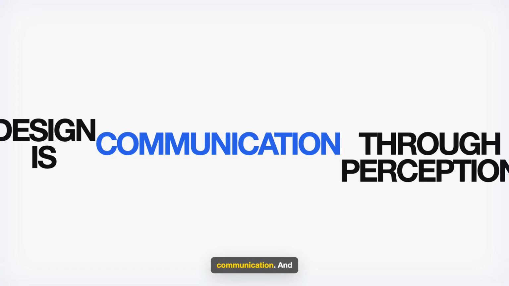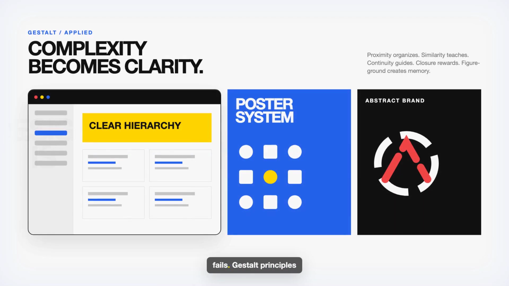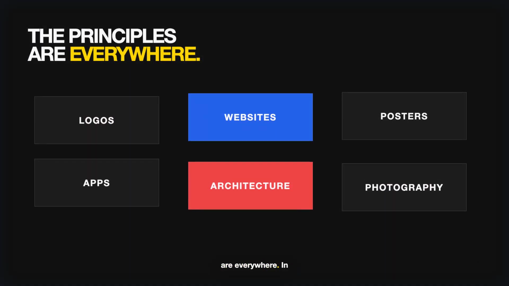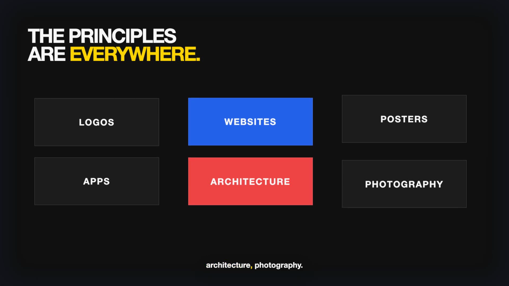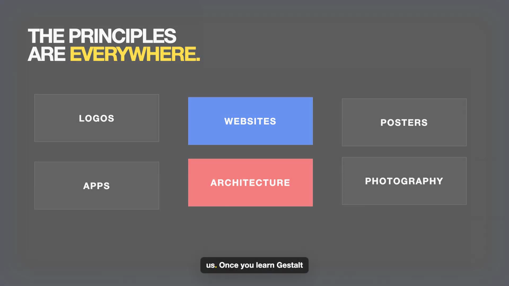Because design is communication, and communication depends on perception. If people misunderstand what they see, the message fails. Gestalt principles help designers organize complexity into clarity. They allow us to guide attention, create hierarchy, improve usability, and make information easier to understand. What's remarkable is that these principles are everywhere: in logos, websites, posters, apps, architecture, photography, even in the way we interpret everyday scenes around us.